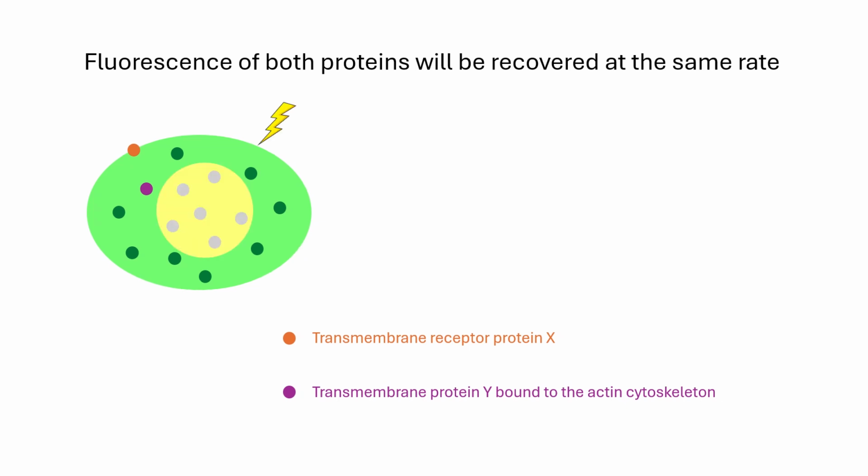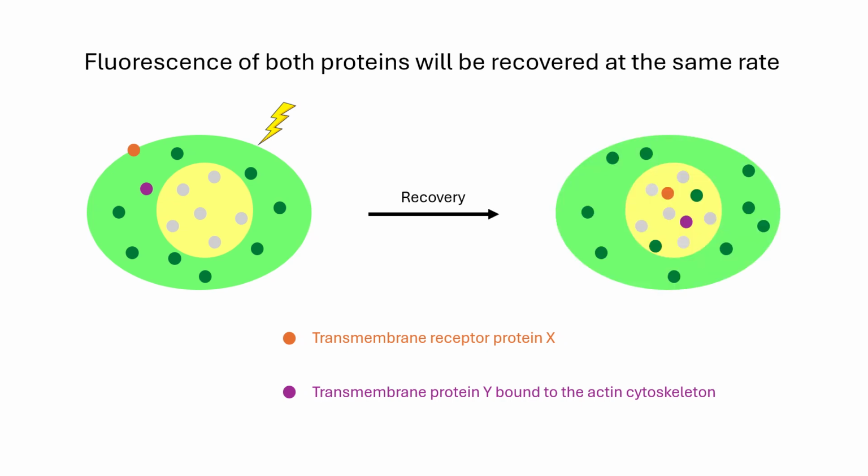Although the fluorescence of proteins X and Y can be recovered, these proteins will have different mobilities due to differences in their interactions with the cellular environment. Therefore, this option is incorrect.